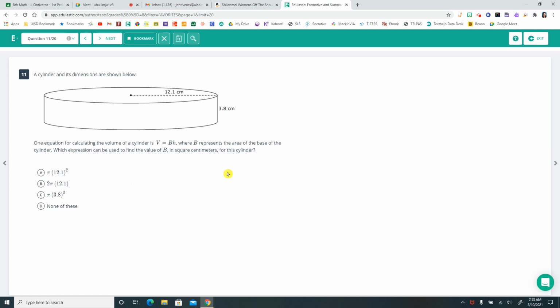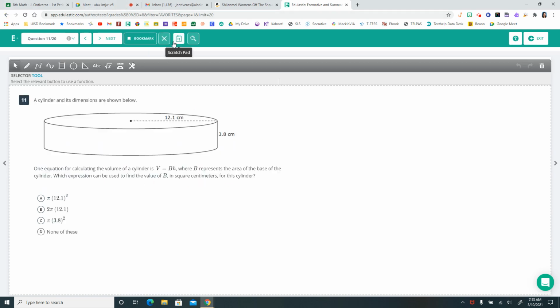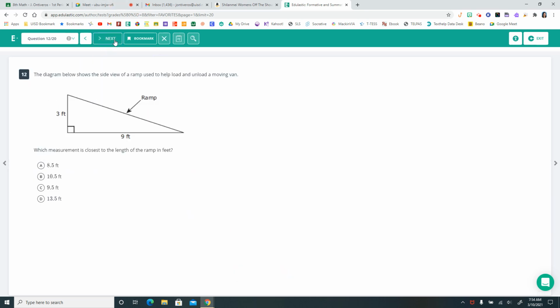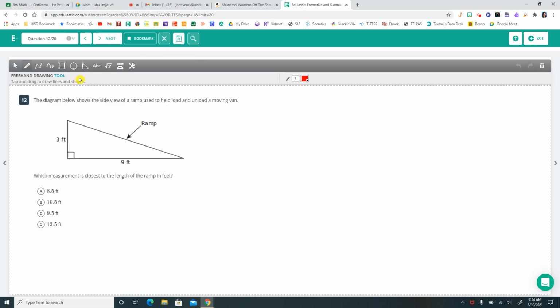Here you need to use the volume of a cylinder formula. Volume equals area of the base times height, which gets translated to pi r squared times the height. Okay, on this one, you need to do Pythagorean Theorem. So it's A, B, and C. You're looking for C squared.